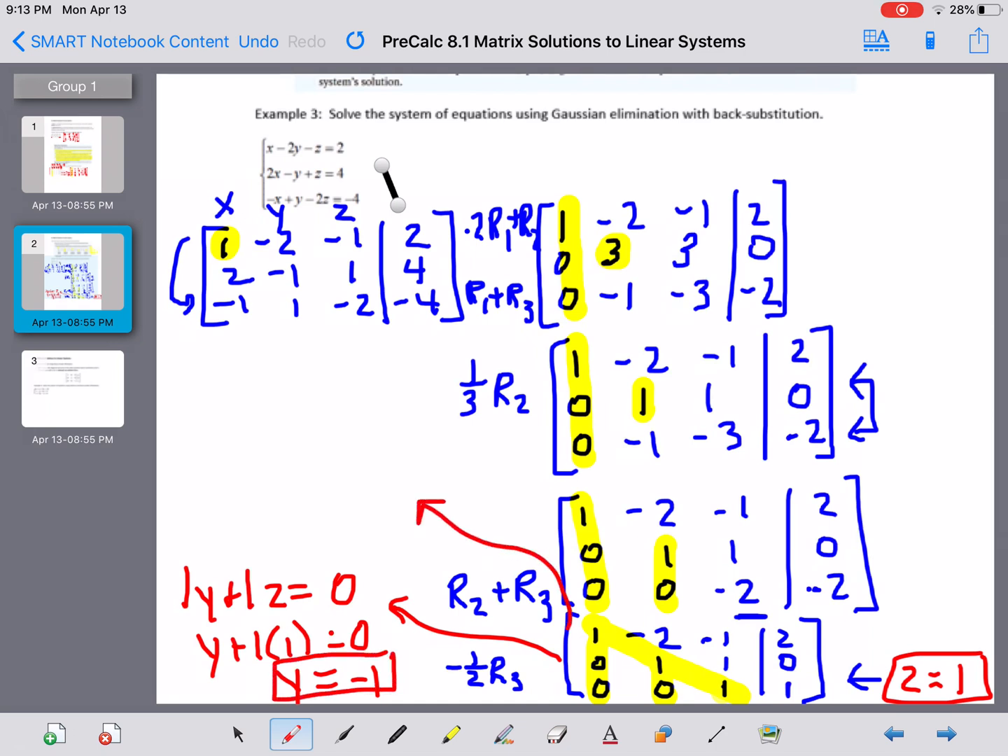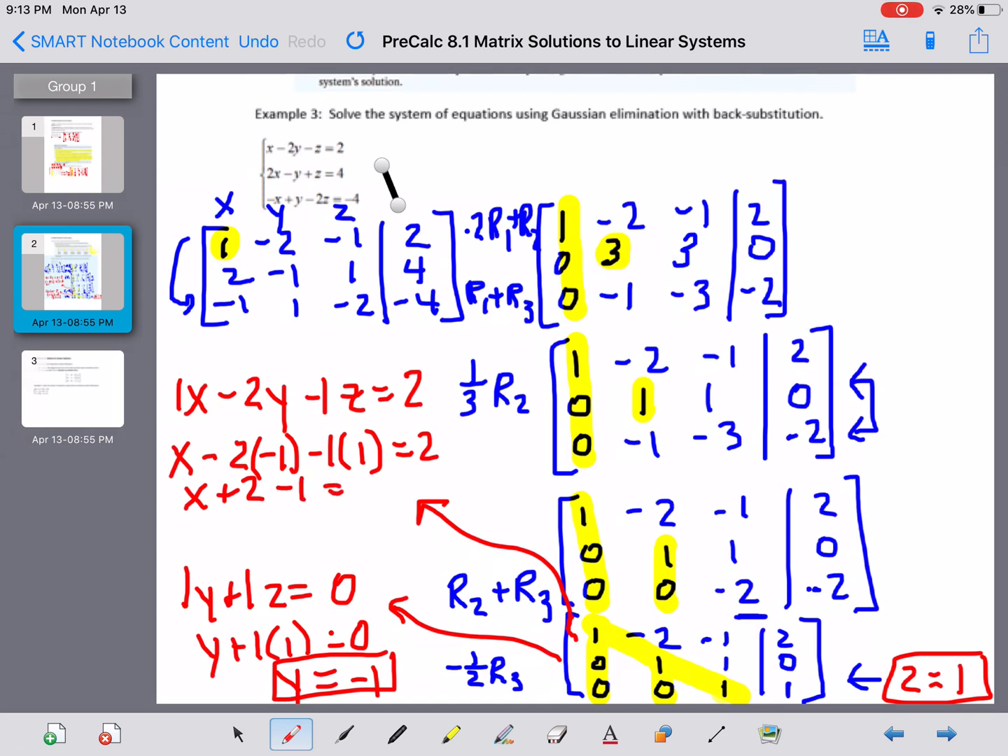So taking my top equation here, that means I have 1x minus 2y's minus 1z equals 2. And I'm going to back substitute my z and my y that I already know. So x minus 2 times -1 minus 1 times 1 equals 2. So that gives me an x plus 2 minus 1 equals 2. X plus 1 equals 2, and x equals 1.